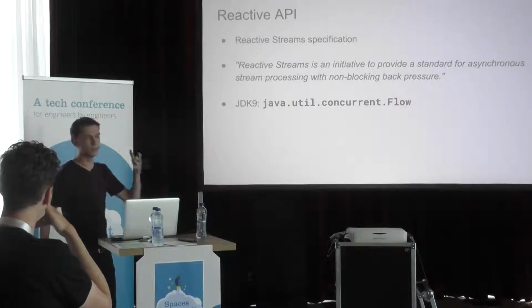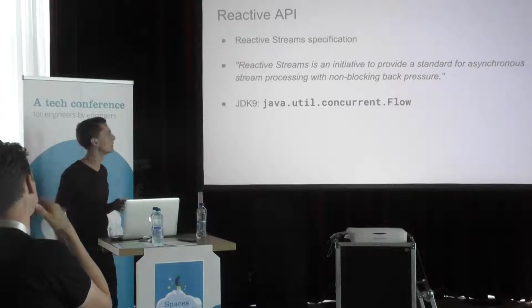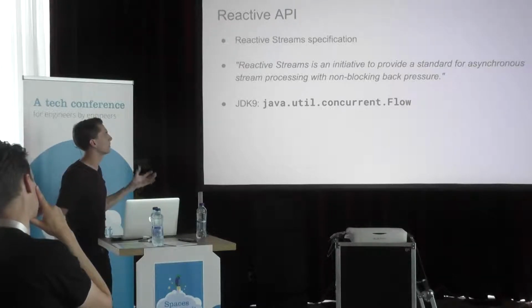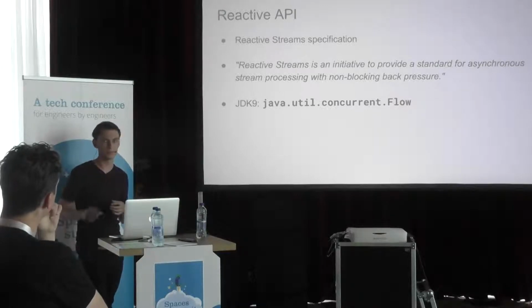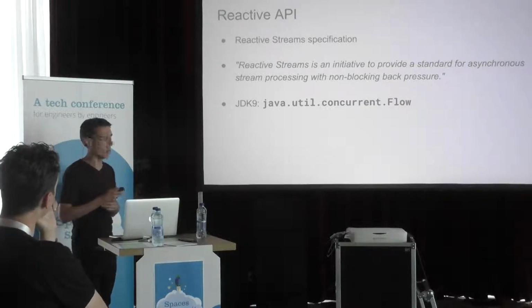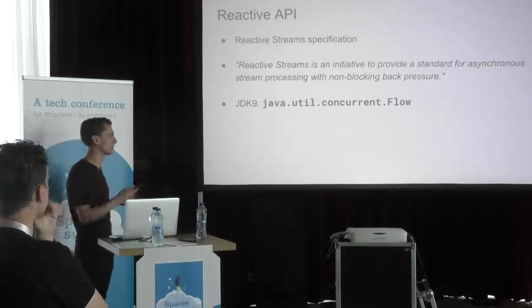So now I want to talk about the next part of my definition, which are reactive APIs. So what are reactive APIs? Well, reactive APIs are APIs built upon the reactive streams specification. And the reactive streams specification was basically an initiative, and they want to provide a standard for asynchronous stream processing with non-blocking back pressure.